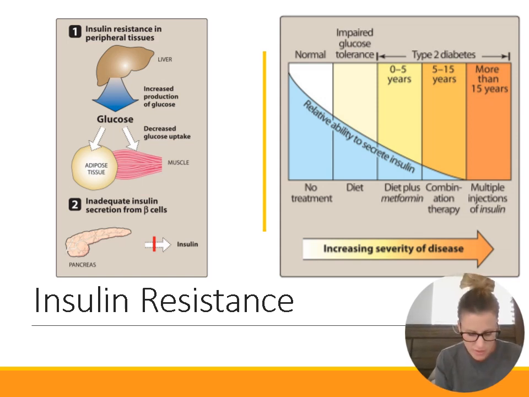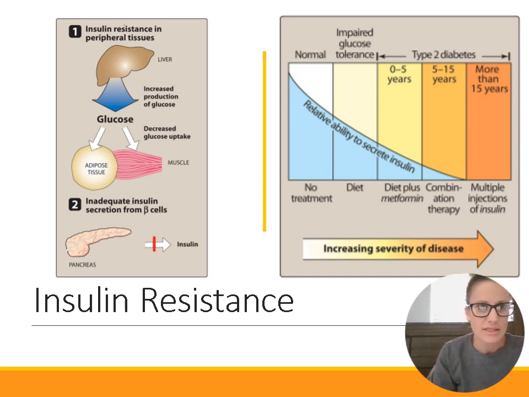This slide shows us the way that type 2 diabetes progresses from a point of just having some insulin resistance all the way to the point where they're not able to produce insulin any longer. This first picture here is kind of showing us this cycle, how insulin resistance leads to damage to the pancreas and an inability to produce insulin.